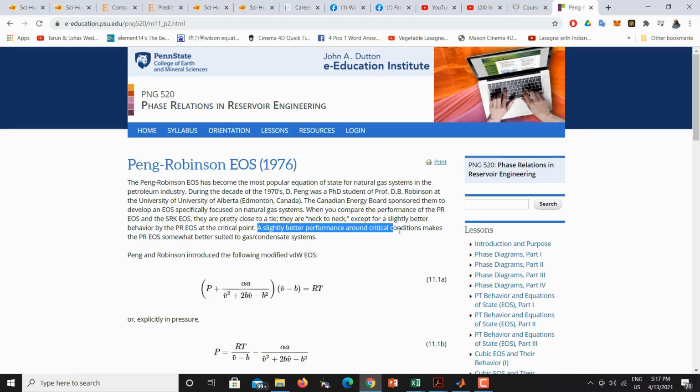A slightly better performance around the critical conditions makes the Peng-Robinson equation of state slightly better for a system which contains gases and condensates.